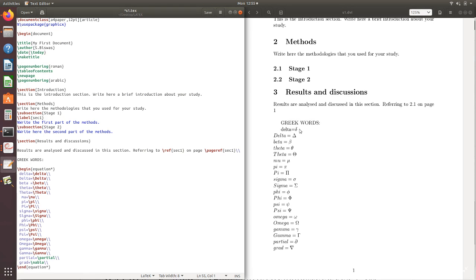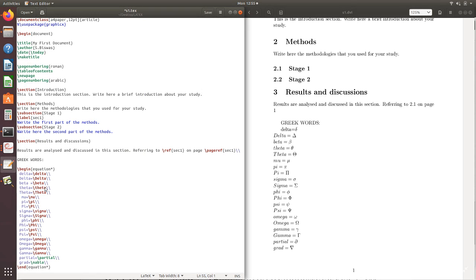It will produce this. And if you desire to write delta in uppercase, then you have to write the first letter of delta as capital or uppercase, that is backslash Delta, and it will produce this. And similarly beta and theta, and capital Theta should be started with capital T, then mu, pi, and this will produce capital P, meaning capital Pi.